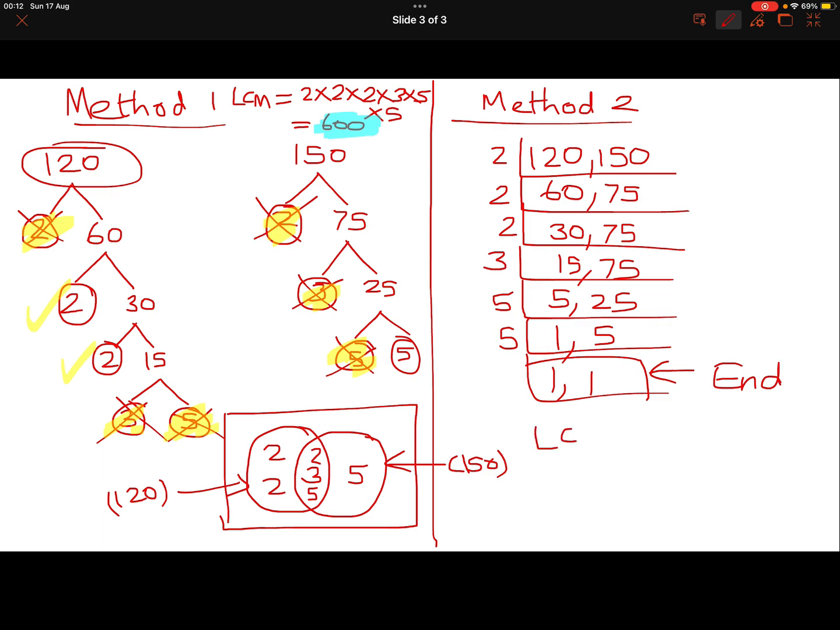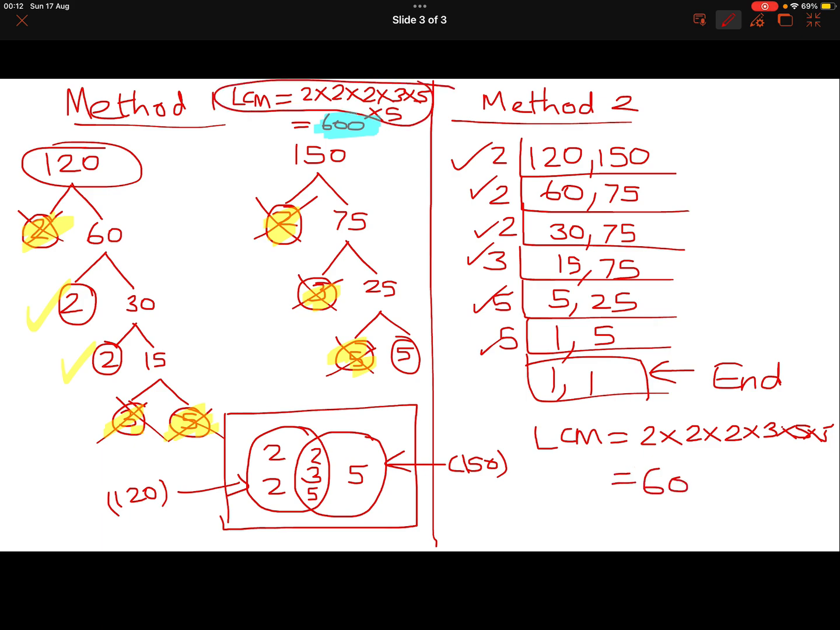So now the lowest common multiple is every single number we use there multiplied together. So let's multiply them together. 2 times 2 times 2 times 3 times 5 times 5, which is exactly the same expression as we got here. So it's definitely going to produce us the same result, which is 600.